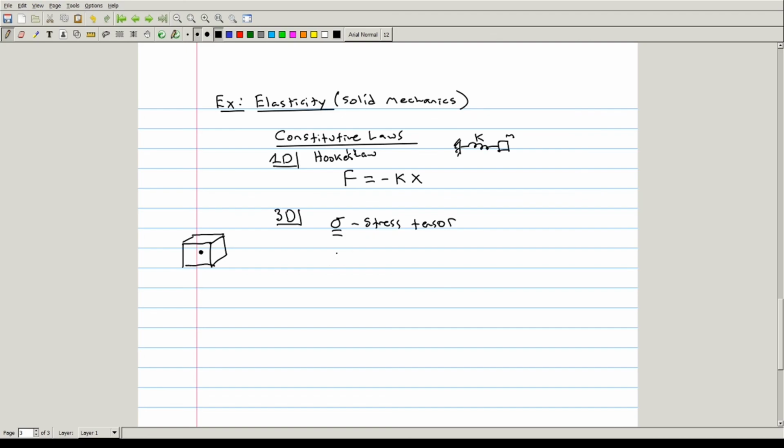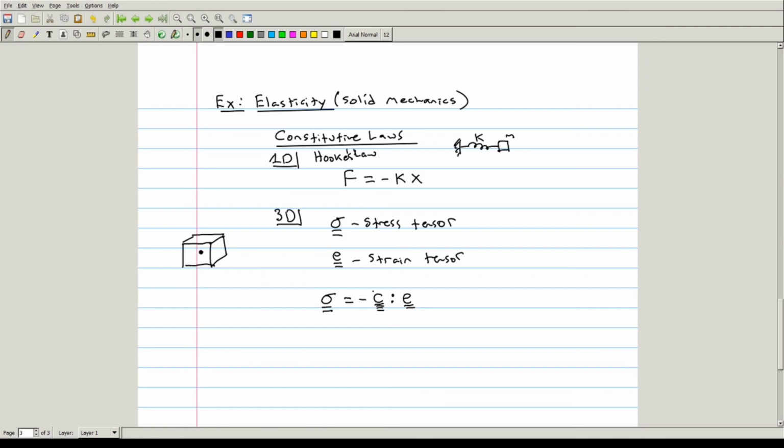And the strain tensor, which is called E, with two lines under it. And it turns out that Hooke's law actually does generalize very nicely using something called the double dot product, where sigma ends up being equal to negative C, which is a fourth order tensor, double dot product with the strain tensor.